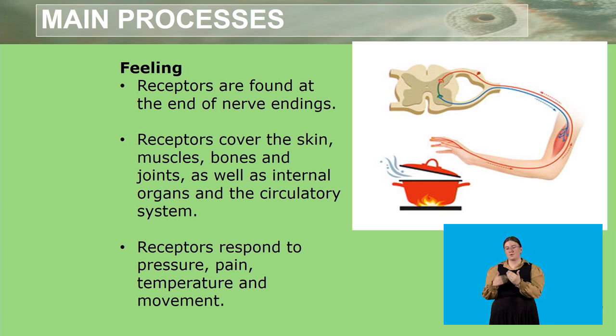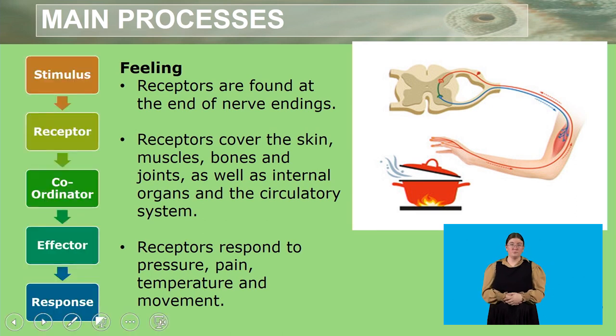So, for example, you have a hot pot on a stove. If you touch it, how are you going to know that this pot is hot? Your skin has receptors that are able to feel that this pot is hot. Messages are sent through the nerve cells. It reaches the spinal cord and a message is sent to the brain. The brain will then tell the muscles to react and remove the hand from the hot pot.